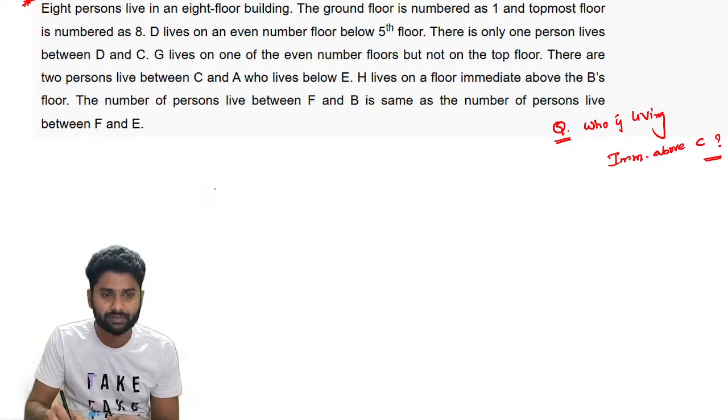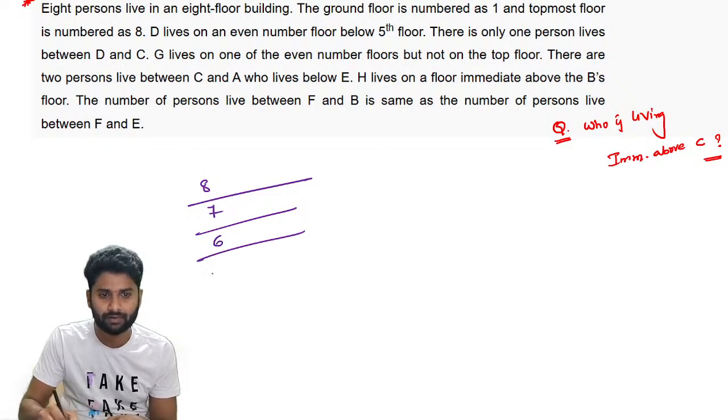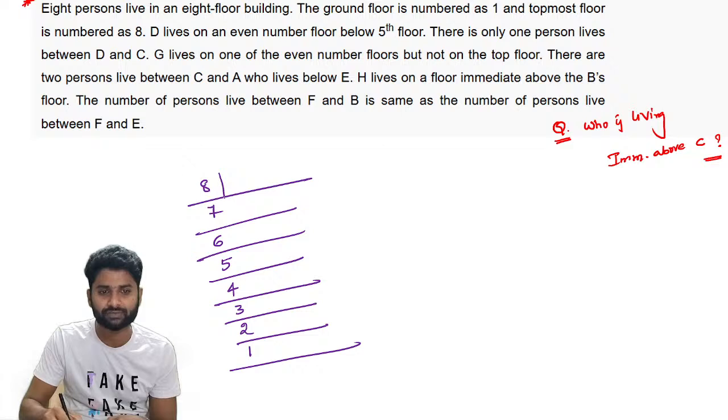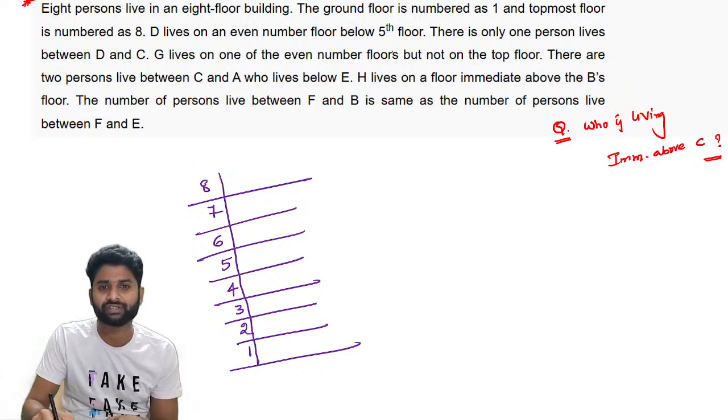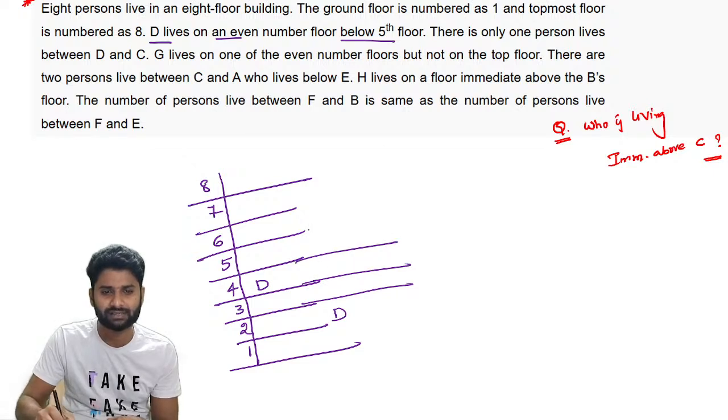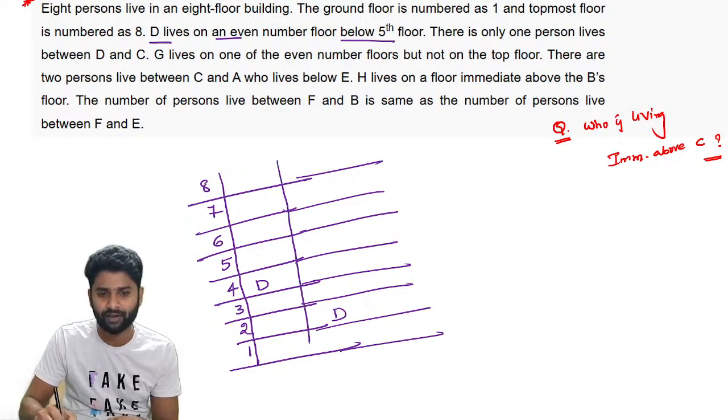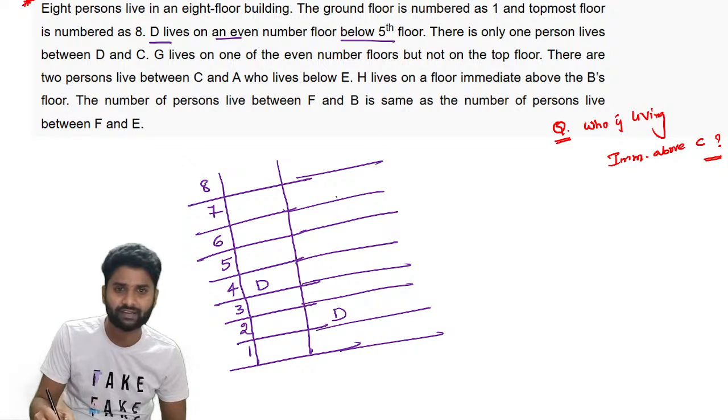Now see, according to the statement, in total we have 8 floors. According to the information, the top floor is 8 and the first floor is the bottom. Let's go through the conditions here. D lives on an even number floor below the fifth floor. Guys, below the fifth floor means we have 2 possible cases. D can live on the fourth floor or D can live on the second floor. Let's take these cases. They clearly mention that D lives on one of the even floors below 5. That's why it can be either the fourth floor or the second floor.